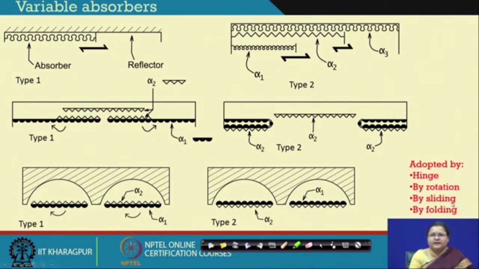So, what are we adapting? We are adapting different kind of absorbers within the same environment by mechanical means, that is by rotation, by hinging, by sliding, or by folding. So, this way you can keep on changing the internal absorption coefficient, internal total absorption, that is based on the absorption coefficient, and you can keep on having different reverberation time to suit different purpose.